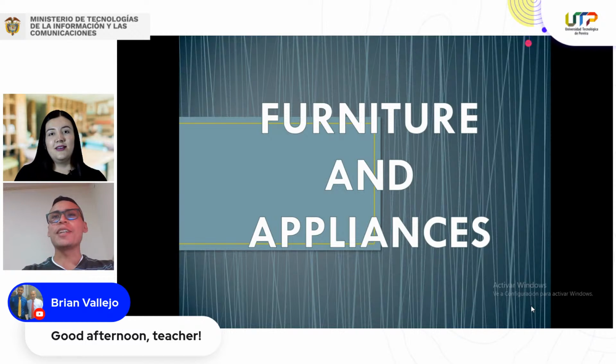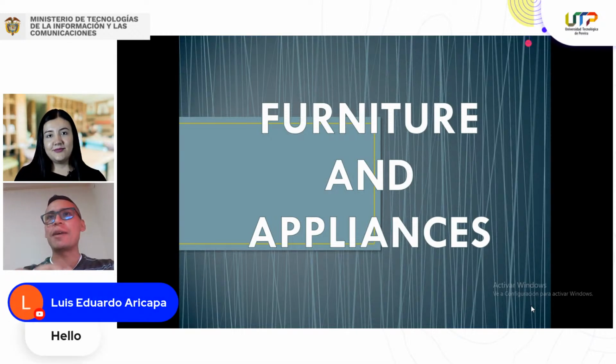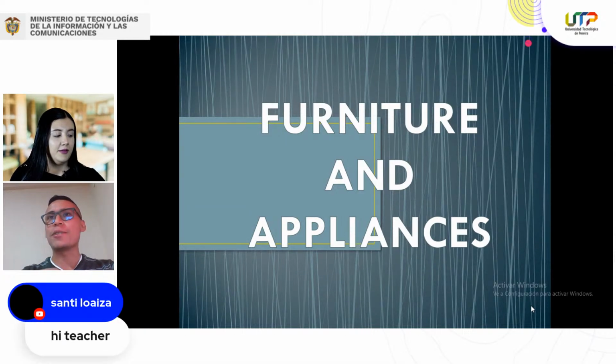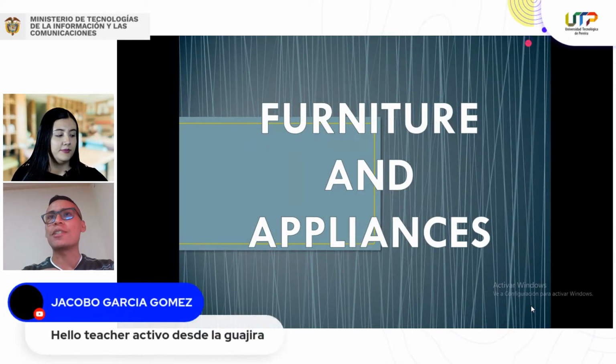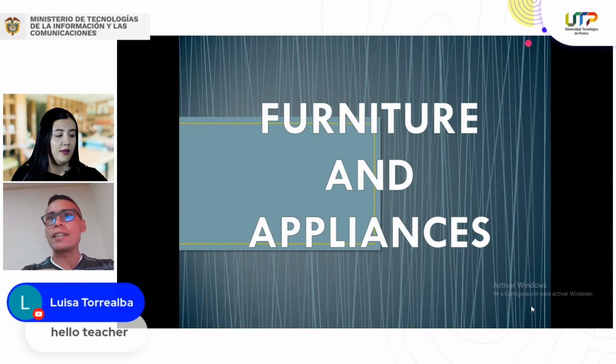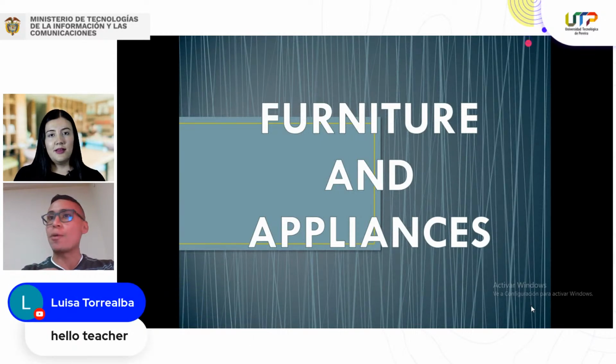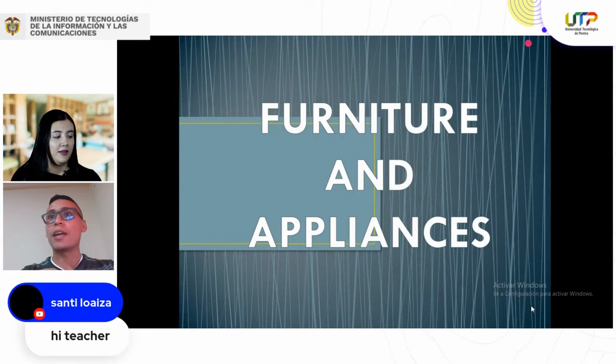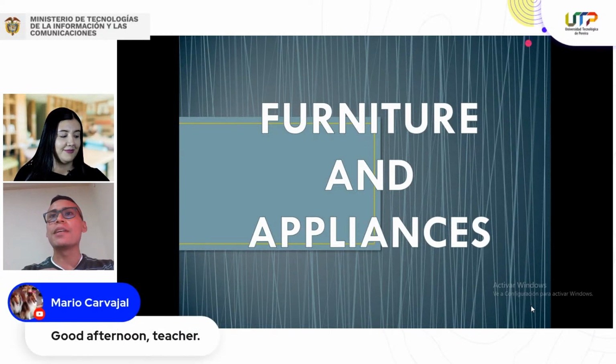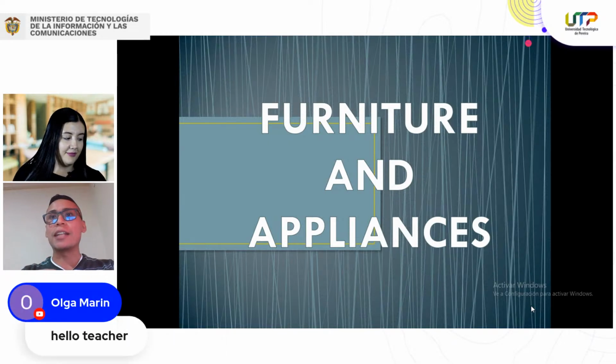Hi teacher, thank you so much. Yes, at this time we have already some students connected. So let's say hello to Luz Marina Marin, who is there ready to receive this class. We have Mr. Brian, we have Santi Loaiza, Jacobo Garcia is also already connected from the Guajira. We have Luisa Torrealba, hello Luisa. We have Mario Carvajal is also there.